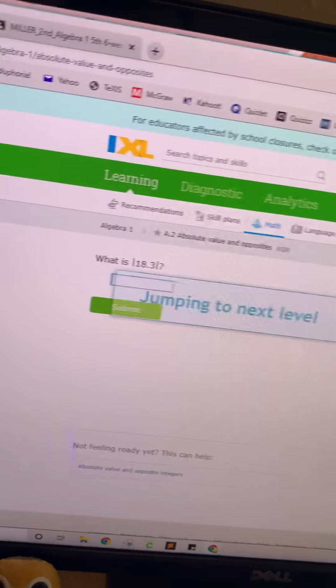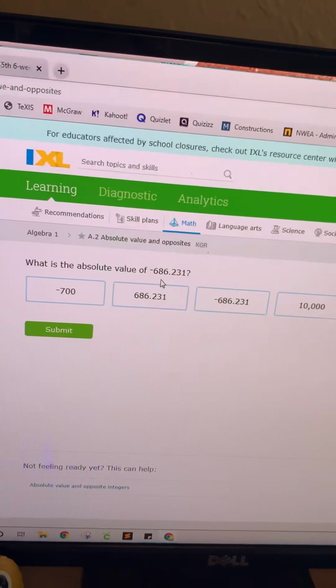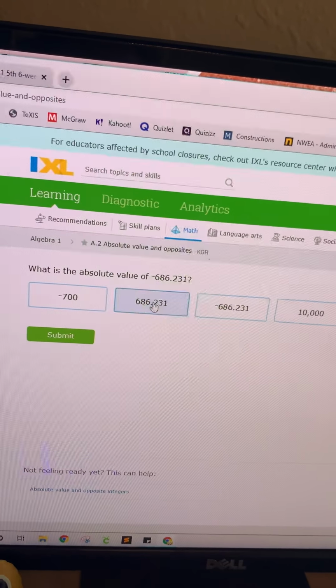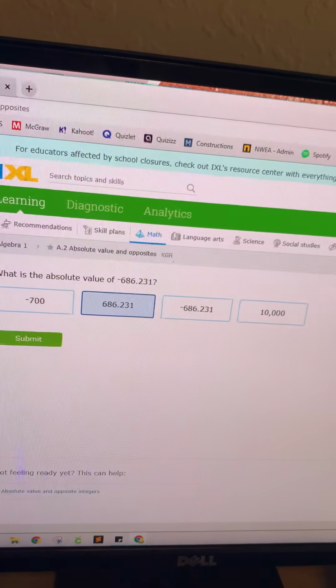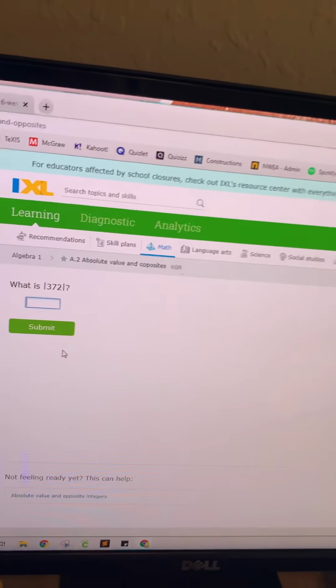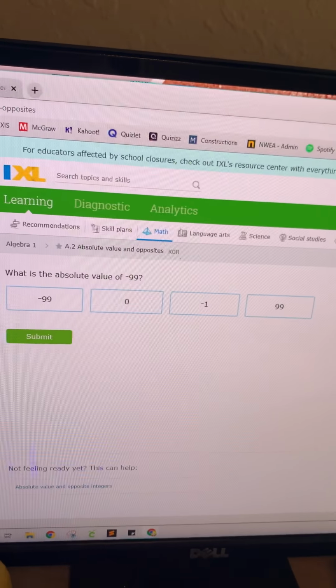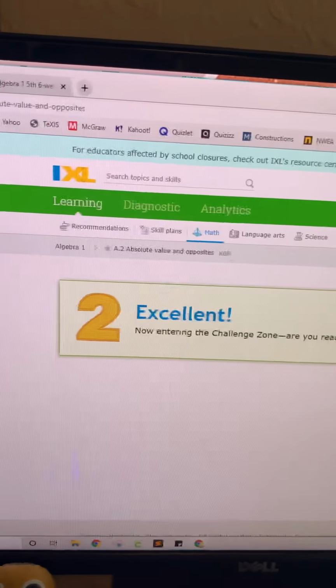Okay, let's jump up and make it a little harder here. Okay, absolute value of negative that, so let's just pick the positive one. 372. Okay, so jump up.